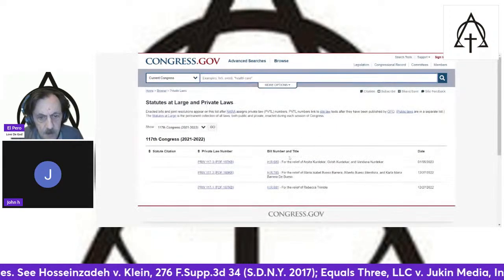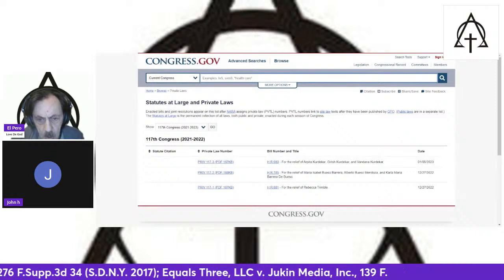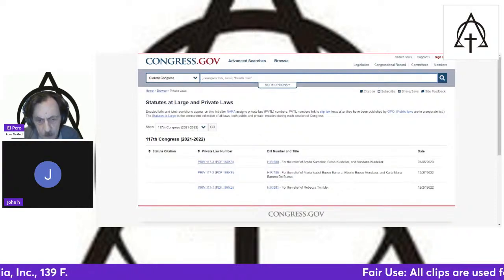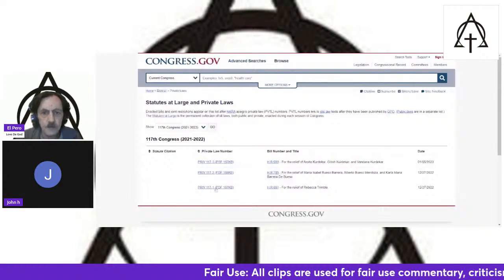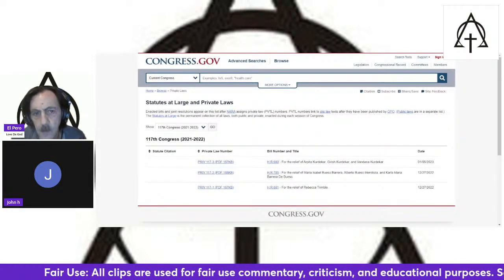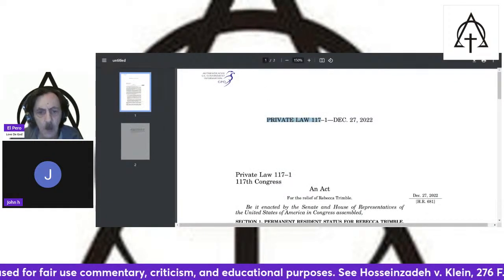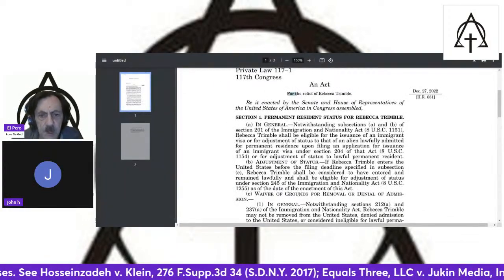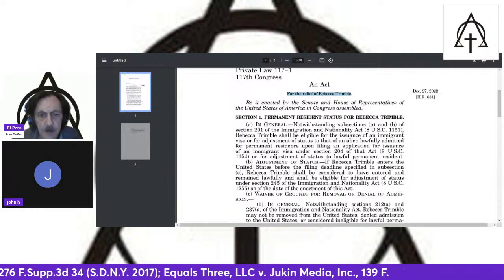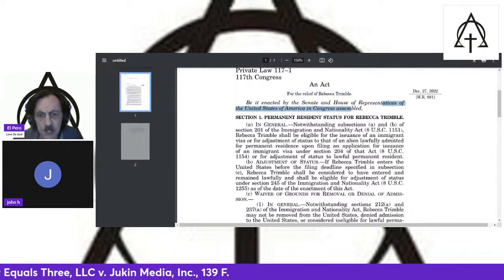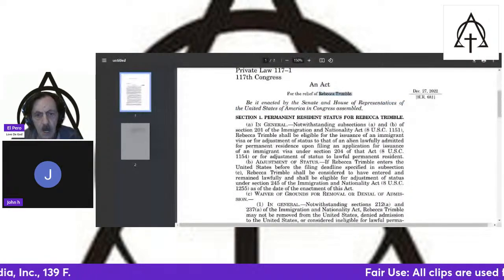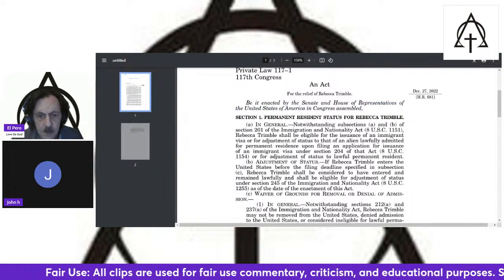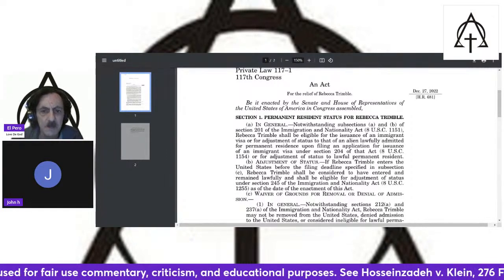So let's go back. Here we've got for the relief of Arpita Kurtikor, Gurish Kurtikor, and Vandana Kurtikor. Here's one. I remember this one. Relief of Rebecca Trimble. Let's take a look at this one. Private Law 117-1, December 27th, 2022, just about a year and a half ago, says an act for the relief of Rebecca Trimble. Be it enacted by the Senate and House of Representatives of the United States of America in Congress assembled. So it was an actual communication of Rebecca Trimble with Congress assembled, the House of Representatives and the Senate. So they came up with a joint resolution of a private relief law.